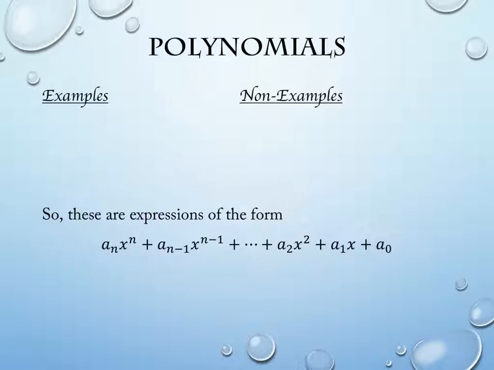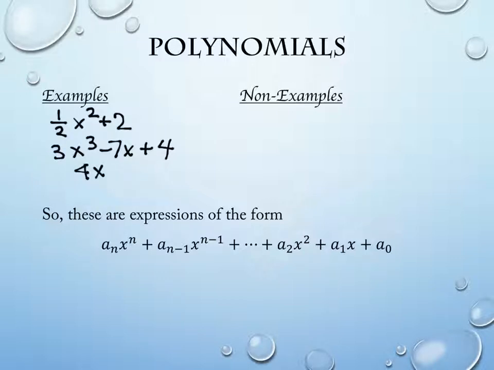I'm going to give you a few other examples of polynomial expressions. So some examples of polynomial expressions would include something like 1/2 x squared plus 2, or 3x cubed minus 7x plus 4, or just 4x, or 6x squared plus 2x minus 1. These are all examples of polynomial expressions. If you put equals something, then they'll become polynomial equations.